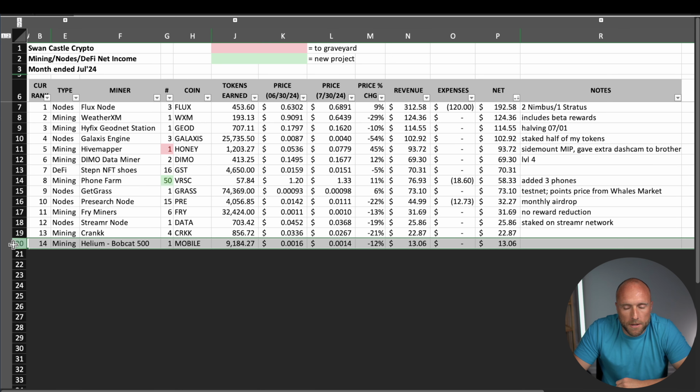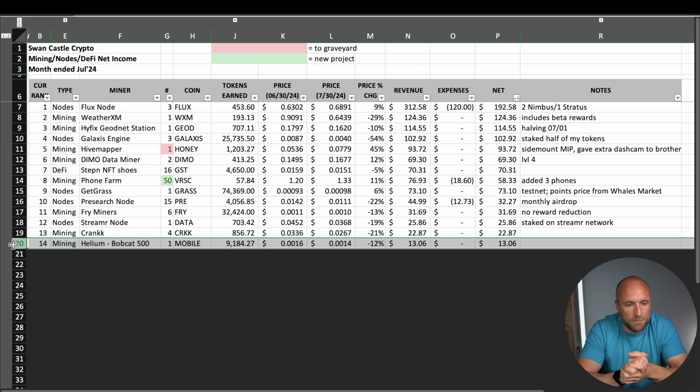Number 14, we have my Helium Bobcat 500. This is a 5G Helium device. Mine's their Mobile token. This one's been a big disappointment lately. This thing was making so much money a couple months ago, but as the network has grown out and they've instituted some rule changes, it's really fallen off.